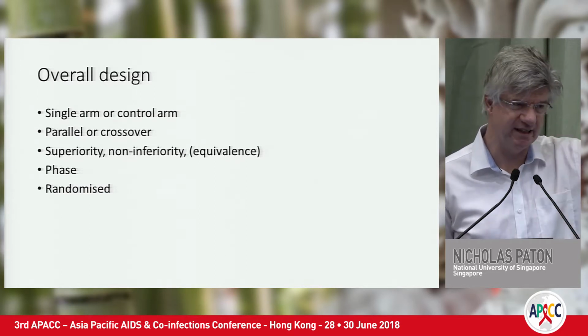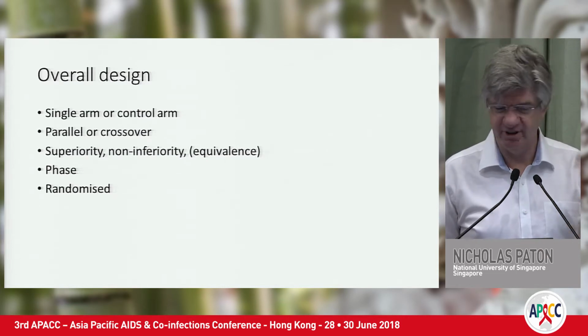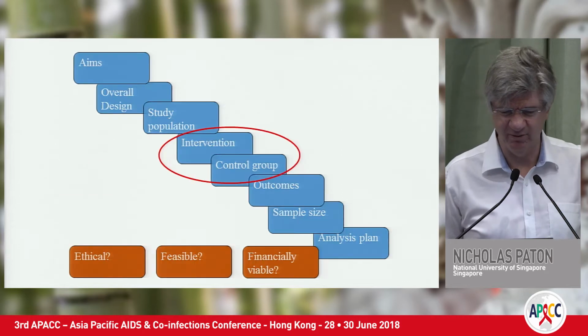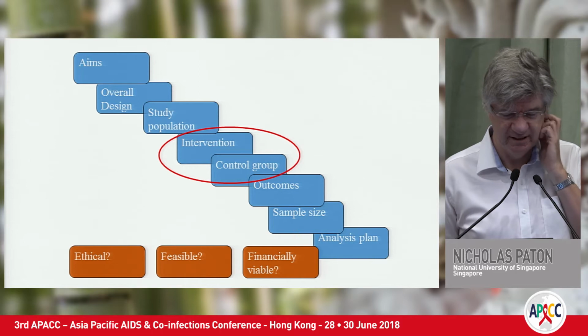You just have one sentence: this is a randomized parallel group superiority trial. Blah. Okay, pick word salad from that. So then intervention and control group.